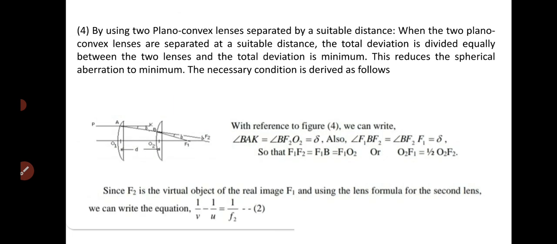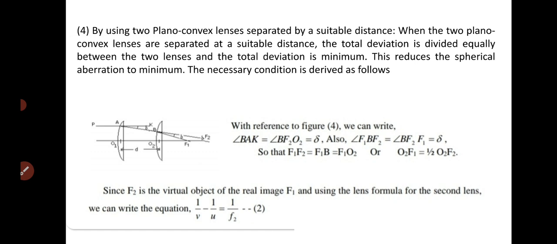Fourth method is by using 2 plano-convex lenses separated by a suitable distance. When 2 plano-convex lenses O1 and O2 are separated by a distance d, the total deviation is divided equally between the 2 lenses and the total deviation is minimum. This reduces the spherical aberration to minimum. The necessary condition is derived as shown in the figure.